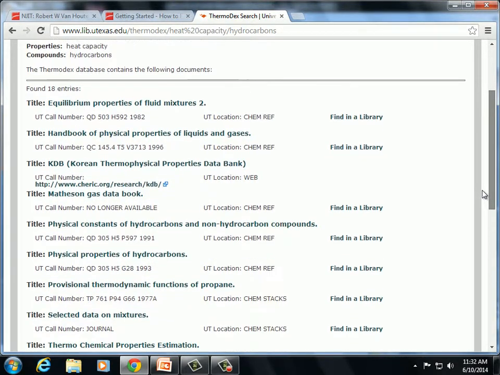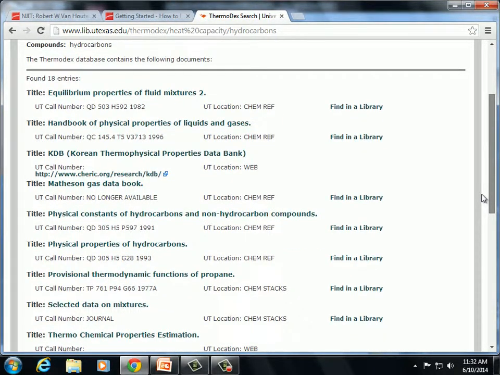These are obviously at the University of Texas. We may or may not have these at NJIT. What you would have to do is go into the NJIT catalog and look them up. So that's an example of using Thermodex.